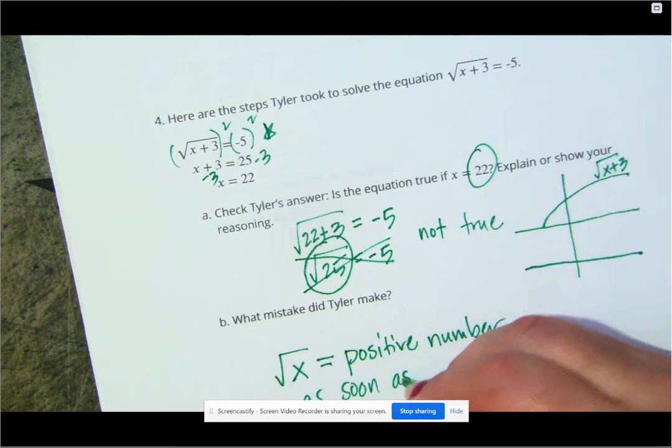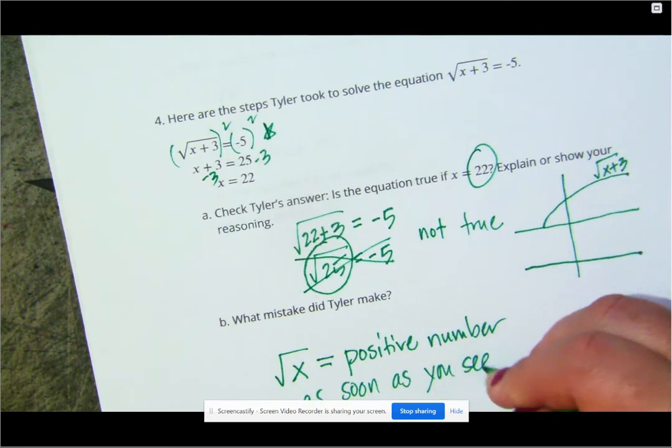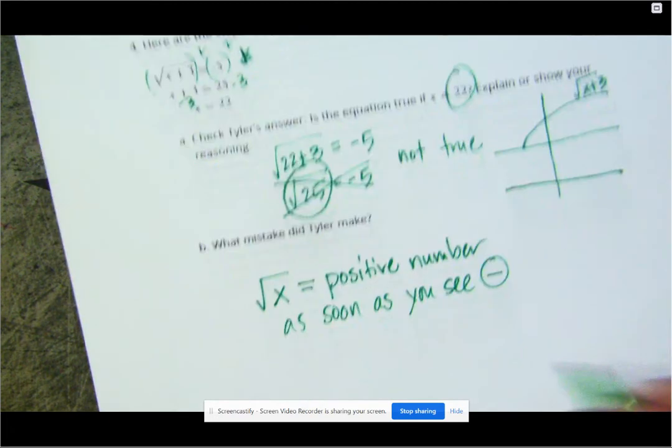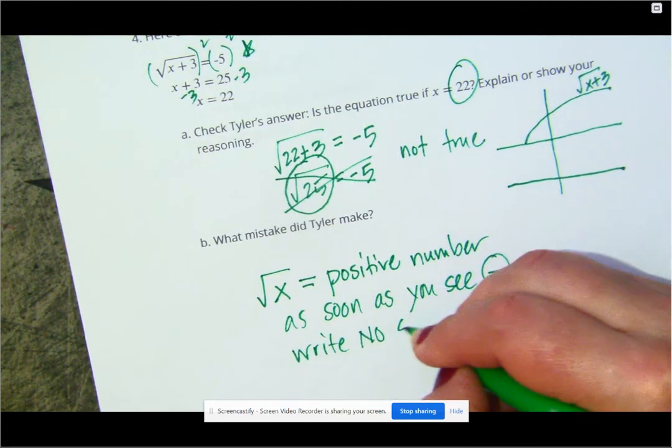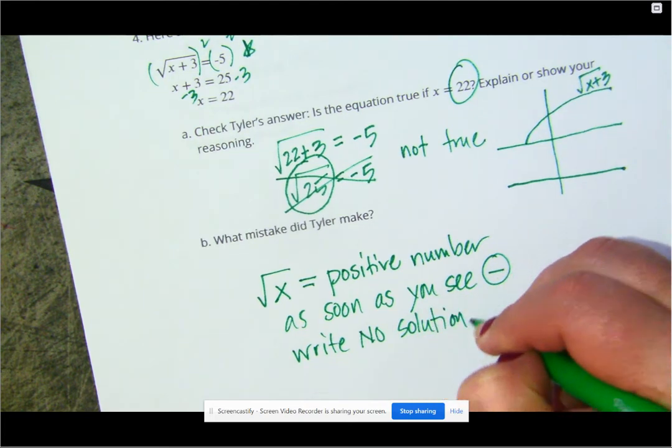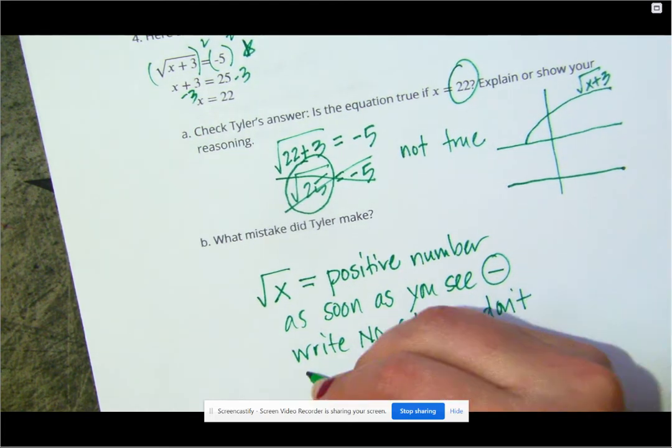As soon as you see the negative, right? No solution. Don't try to solve.